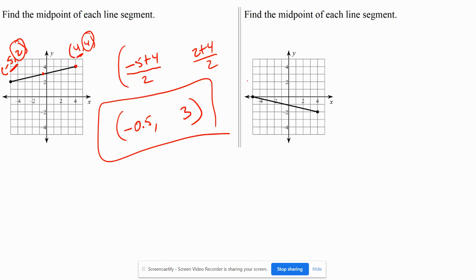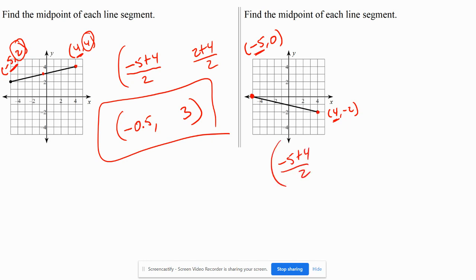Take a look at my other example. I have the coordinates -5, 0. That's this point. I just put the values on top so for me to easily see it. The other point I have 4, -2. All right, so let's find the midpoint. Let's worry about the x value first. Let me look at the x values: -5 plus 4 divided by 2.